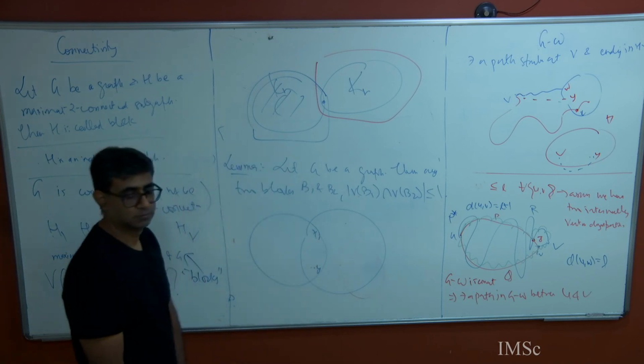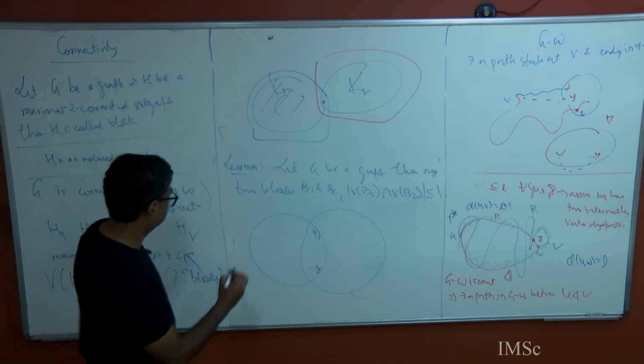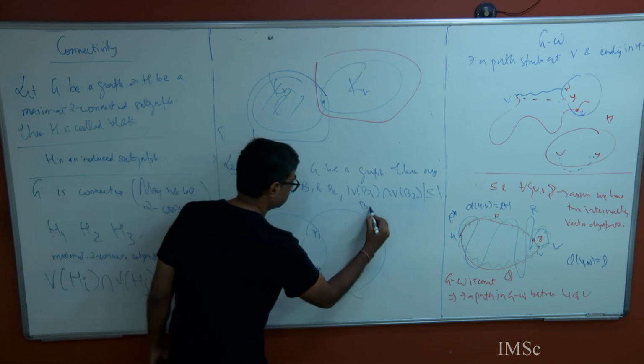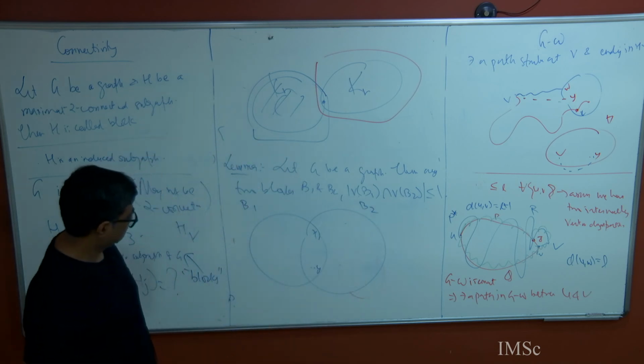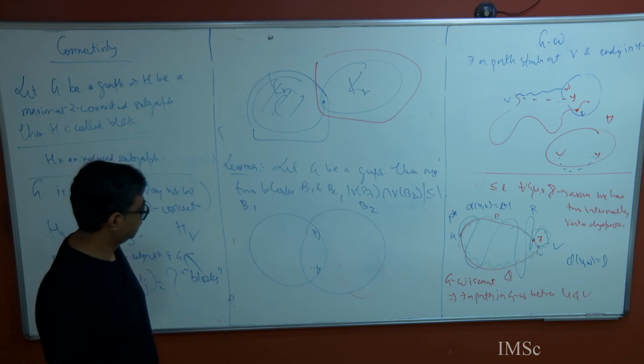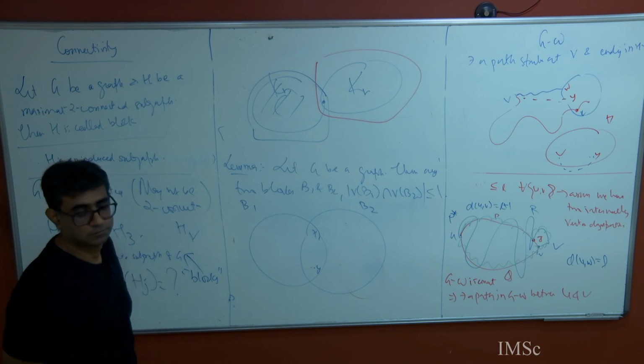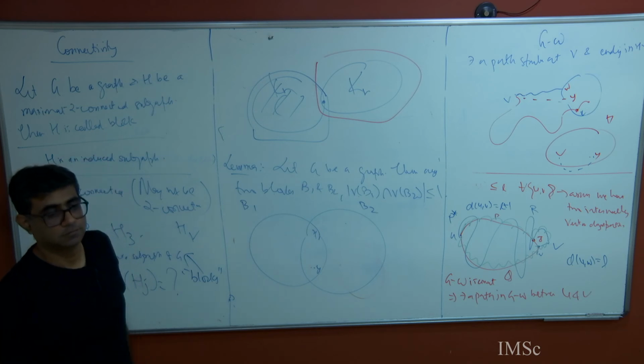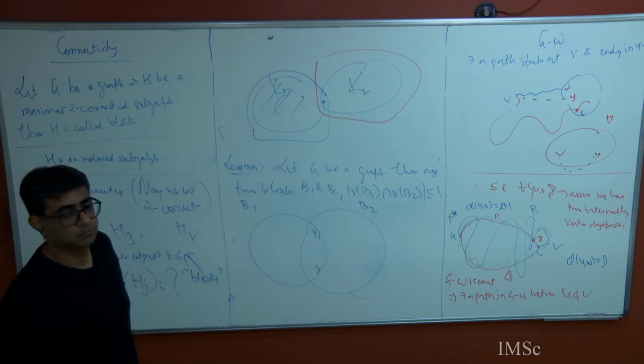Yes. We know that in the block B1, removing x1 doesn't make it disconnected. So we only have to show that for every pair of vertices, except xy, take a vertex v which is in B1 and w which is in B2, they have two disjoint paths.